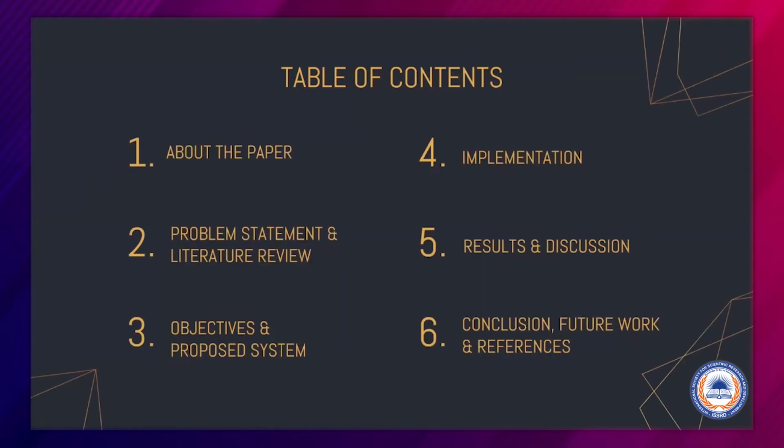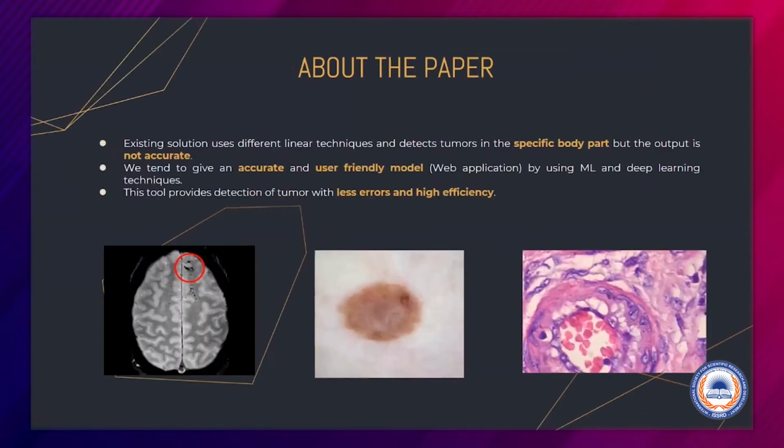So this is the table of contents for the presentation. Talking about my paper, existing solutions use different linear techniques and detect the tumors in a particular body part. And for many of the techniques, it's been found that they are not accurate. So the team has spent some time to increase the accuracy and create a user-friendly model by giving them a web application so that doctors can use it in a better way. We tried to reduce the number of errors and increase the efficiency of our model.